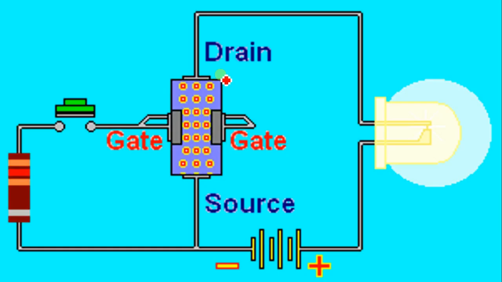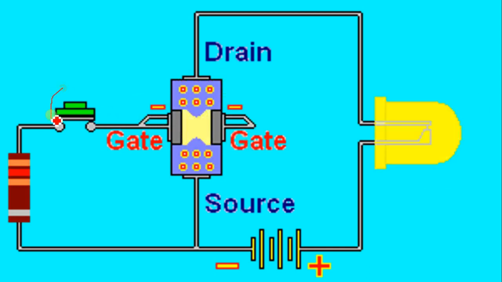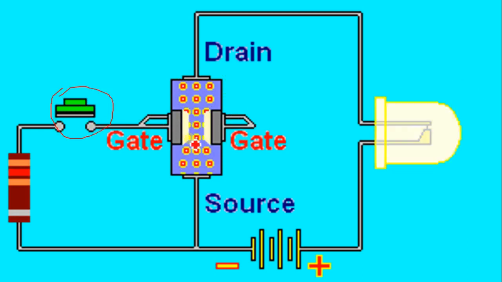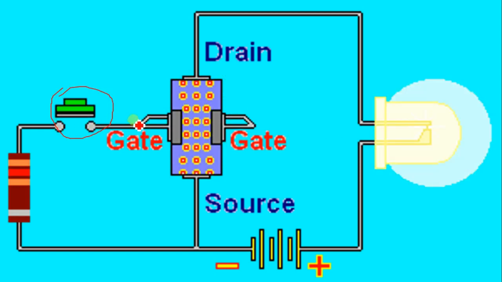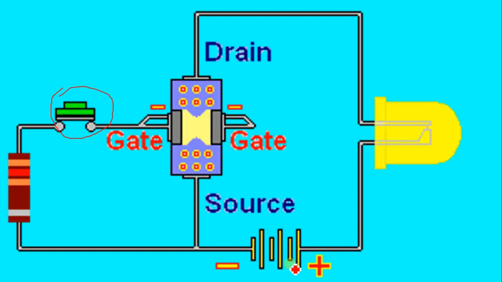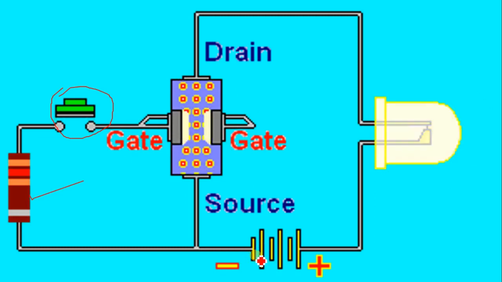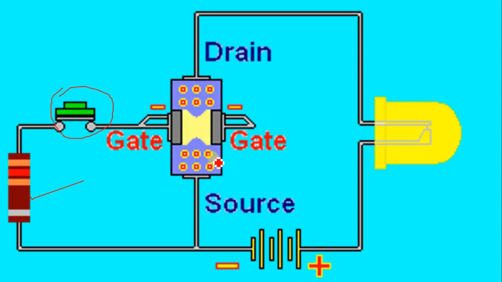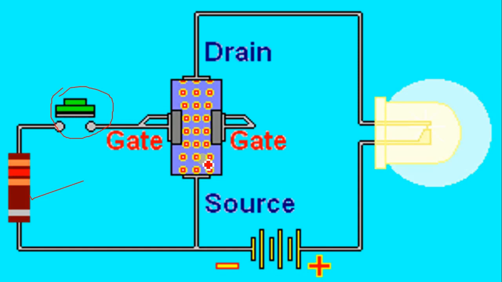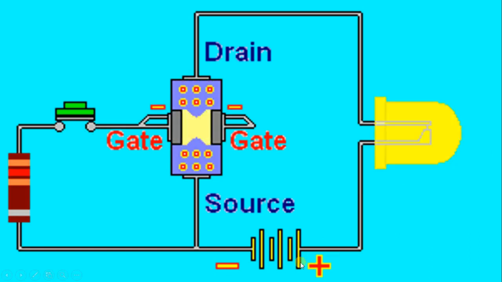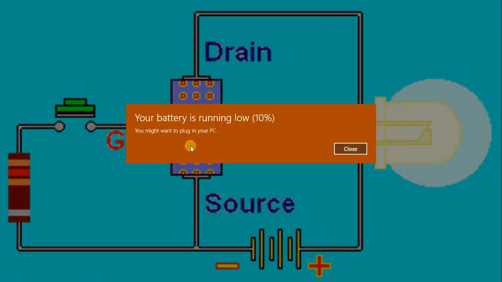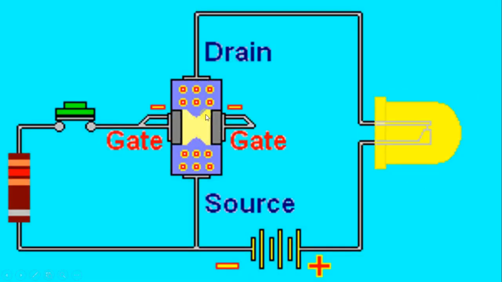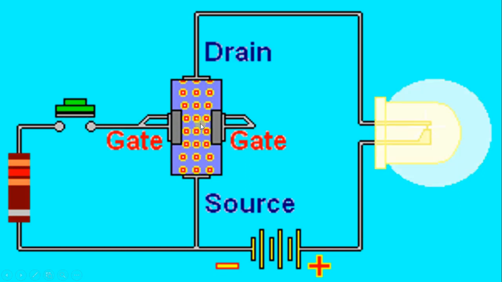Go ahead. You are watching here that this is a switch, and when we apply the switch, the current is flowing. What is happening here? There's a gate, drain, and source. This is a battery, and this is a resistance. When we switch on, the source is applied, and the electrons and holes will be passing through, the current will flow, and the LED will be burned.